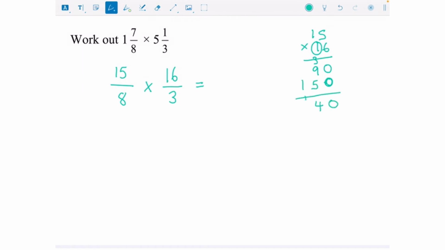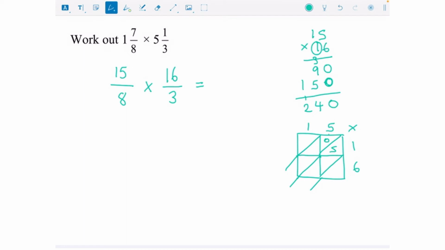If you don't know that method, then you can always use this method where you draw boxes. So 15 would go across the top, times 16. Every box gets split diagonally. Make them a bit longer to leave room for the answer. 5 times 1 is 5, so we put 0, 5. So we're doing the number at the top times the number at the side.